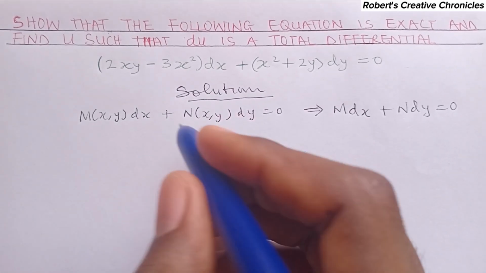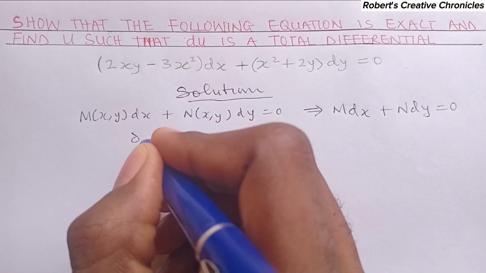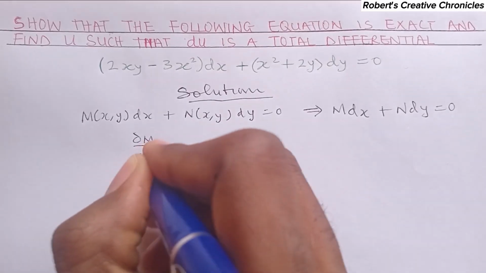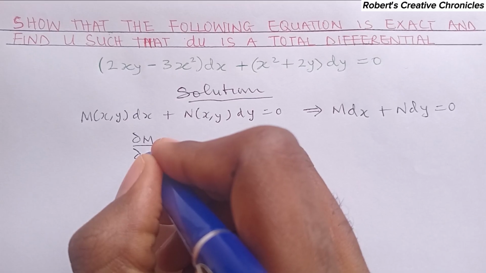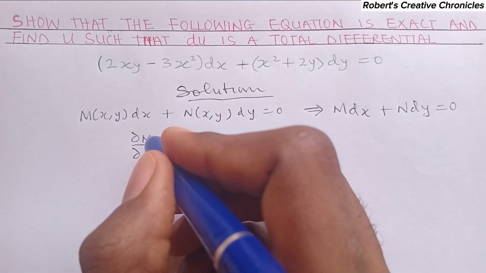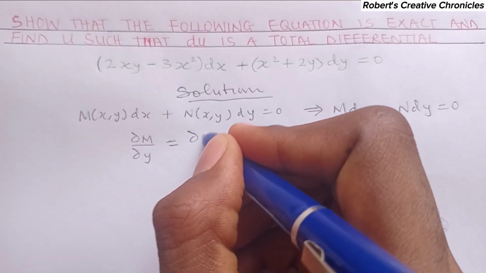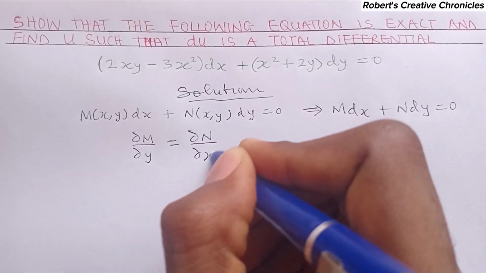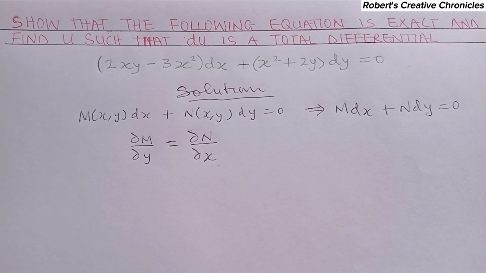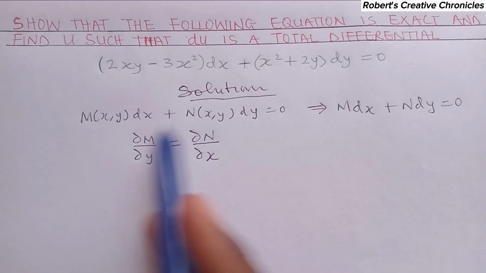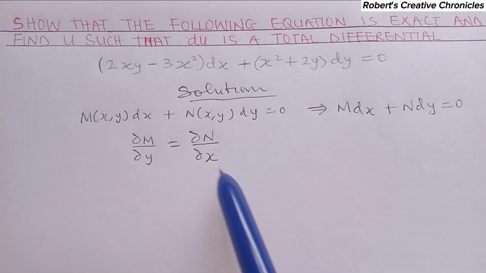For this to be an exact equation, the partial derivative of M with respect to y must be equal to the partial derivative of N with respect to x. This must be satisfied before this is an exact differential equation.